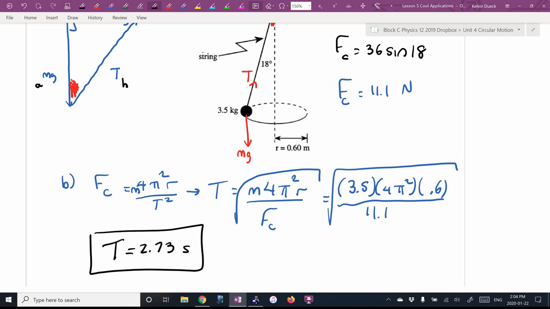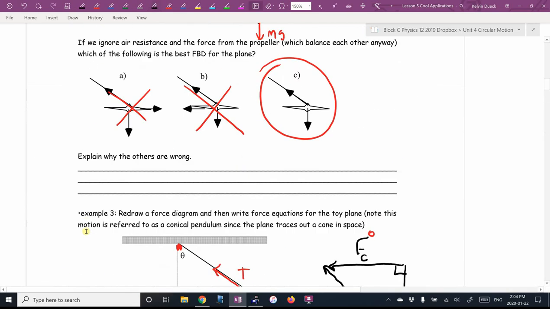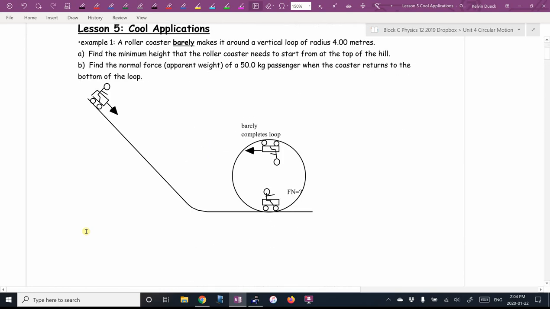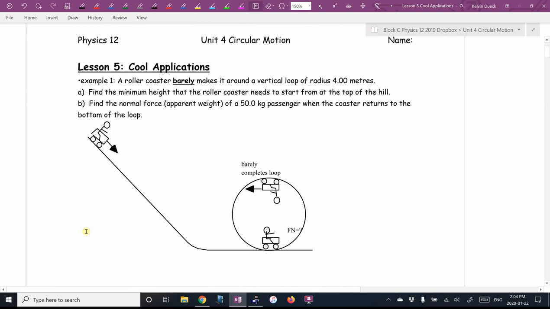Can you go back to example one, please? Roller coaster loops. Don't write anything down just yet. I love roller coaster loops, but this question is so long, I will not give you a complete analysis from the top of the first hill all the way through the loop on your test, but this is cool. So we're going to do it here, and I'm going to give you a couple in the homework, but it's just too much time to solve for a single test question. What does it say? It says the roller coaster barely makes it around a vertical loop of radius 4 meters.